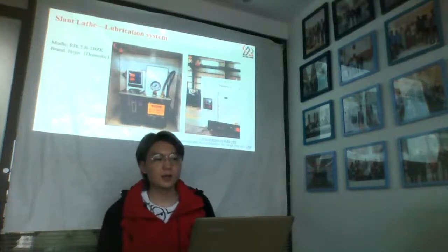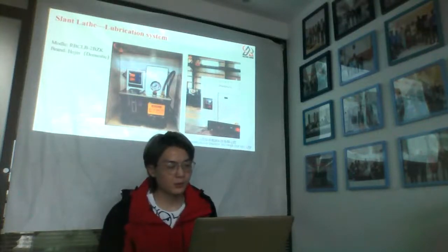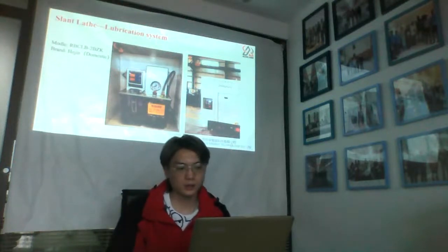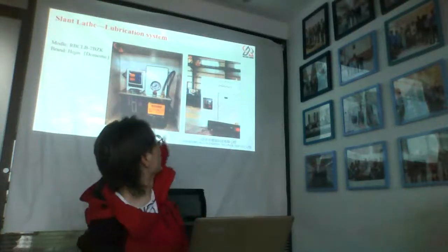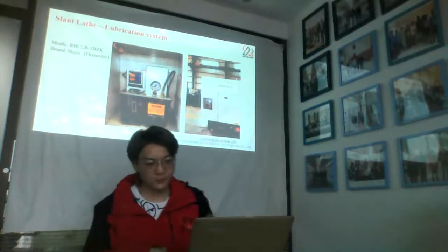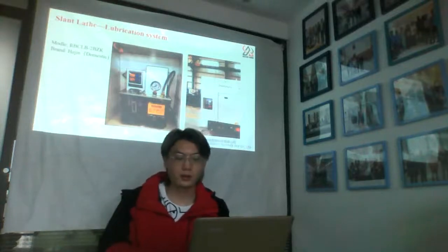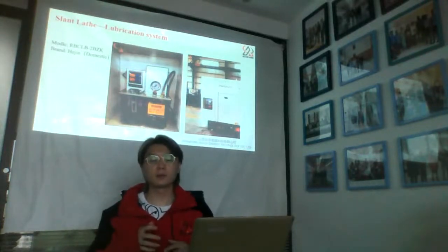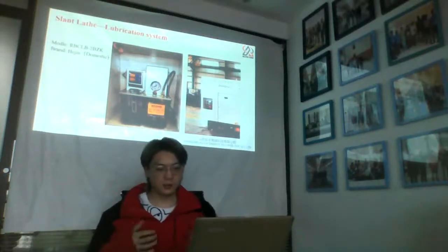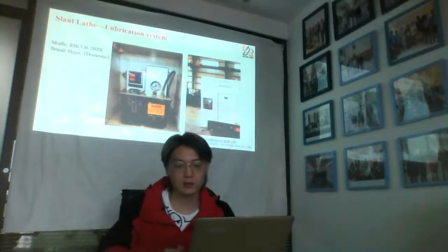And this is the lubrication system. And we use RBCLB2BZK. This is the model of the lubrication system, and the brand is Hejin. It's a domestic one. And here is the lubrication system, inside the whole machine body, at the back of the whole machine.